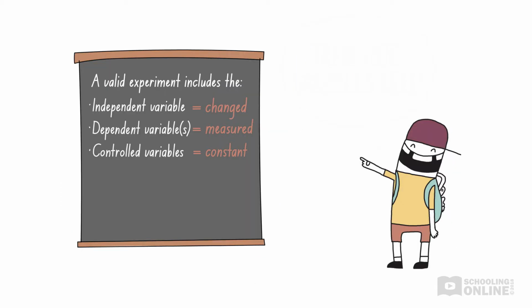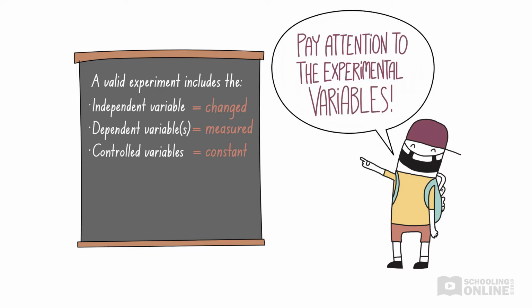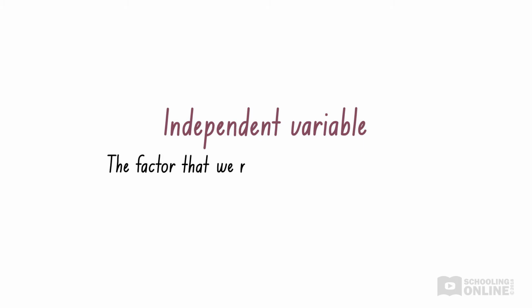To avoid similar issues in our science experiments, we need to pay close attention to the independent, dependent and controlled variables. This will allow us to draw valid conclusions from our data. Let's go through each of these variables in more detail and see how they relate to validity. Let's start by looking at the independent variable. The independent variable is the factor that we manipulate or change in an experiment. An experiment tests how the independent variable affects the dependent variable.